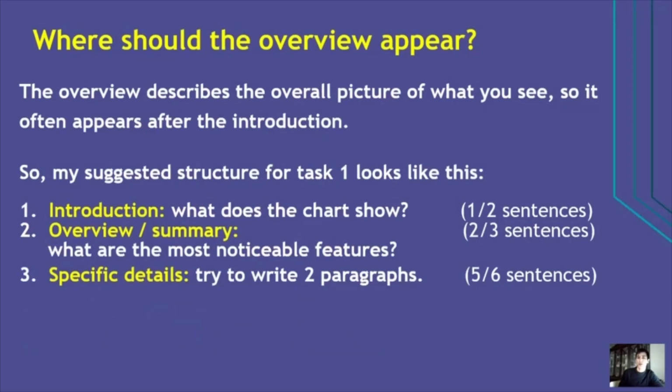Where should the overview appear? IELTS Task 1 overview describes the overall picture of what you see, so it often appears after the introduction. So my suggested structure for Task 1 looks like this. Introduction: what does the chart show? With 1 or 2 sentences. An overview-like summary: what are the most noticeable features? Also 2 or 3 sentences. Specific details: try to write 2 paragraphs with 5 or 6 sentences.